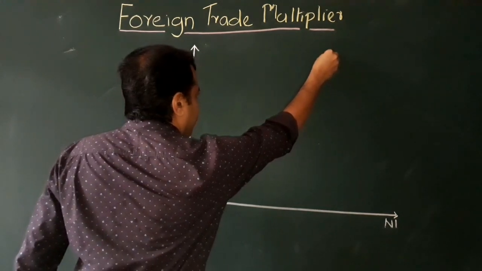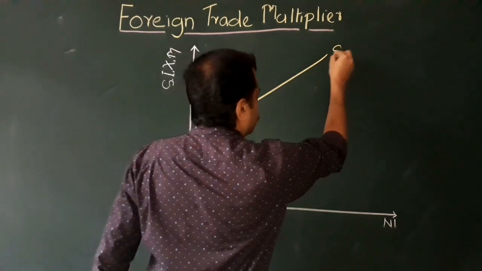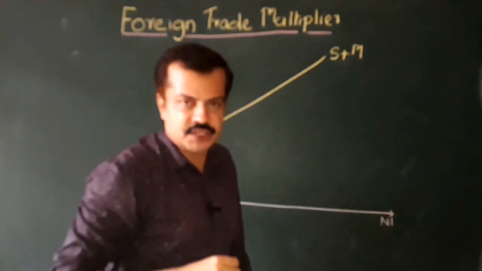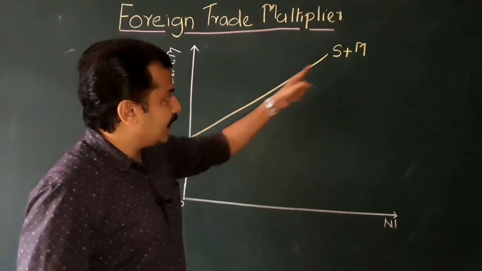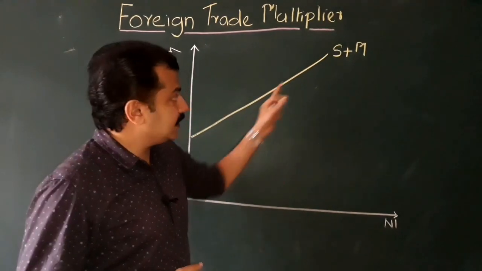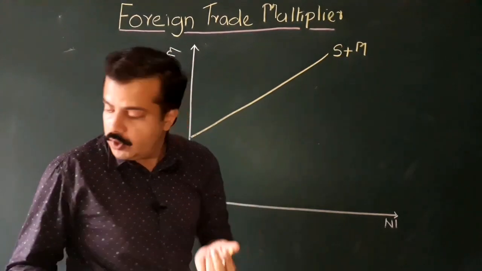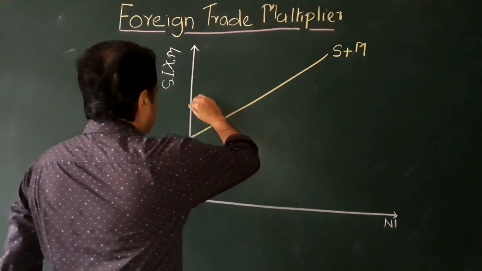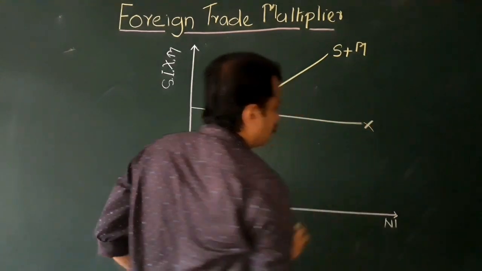Let us explore a case where we have the function of leakages. Say we have savings plus import represented as a positively sloped curve. So the two leakages are represented as a positively sloped curve. These are the induced changes in leakages, saving plus import. Now let us explore the case of an export function. Now let us say that we have an export. So this is the export.